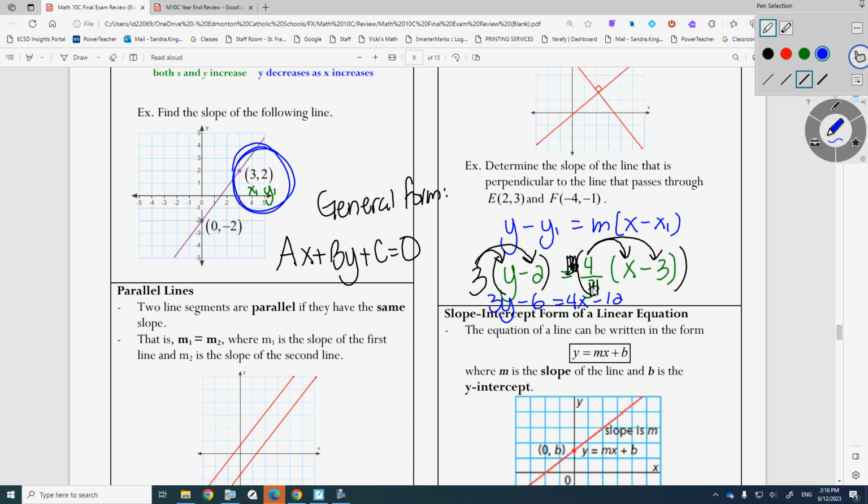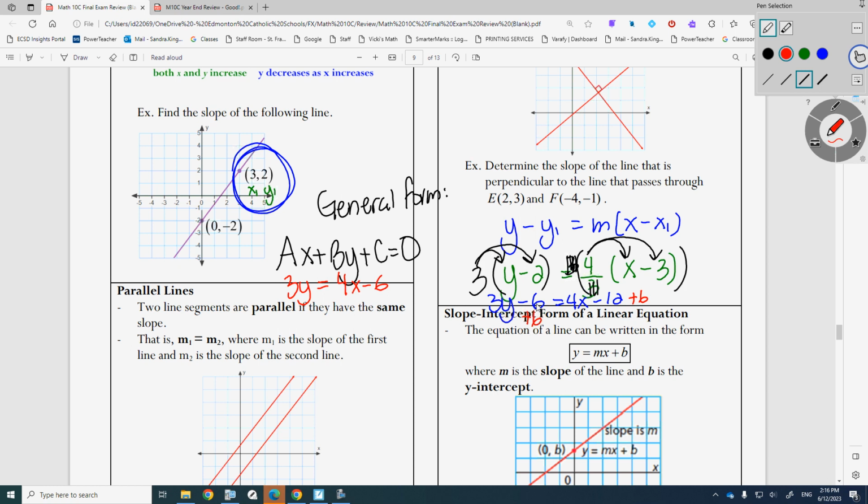Going into general form, I'm first going to get rid of this negative 6. I'm going to see what my constant term will be, so I'm going to add 6 to both sides. I always like getting rid of that first. So add 6, add 6. And that will take me to 3y is equal to 4x minus 6.